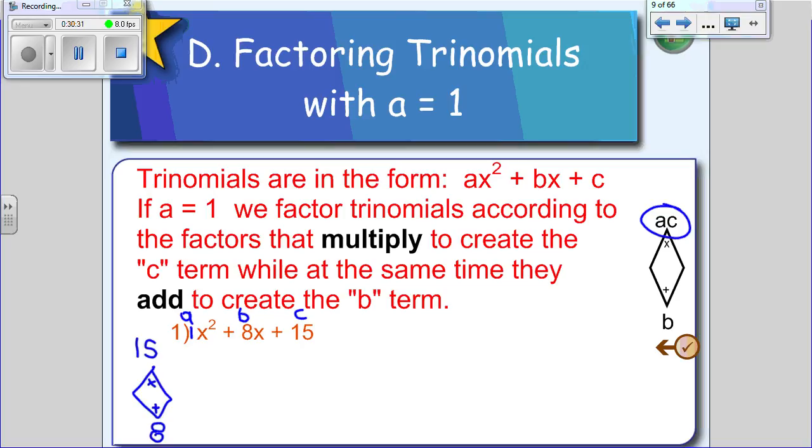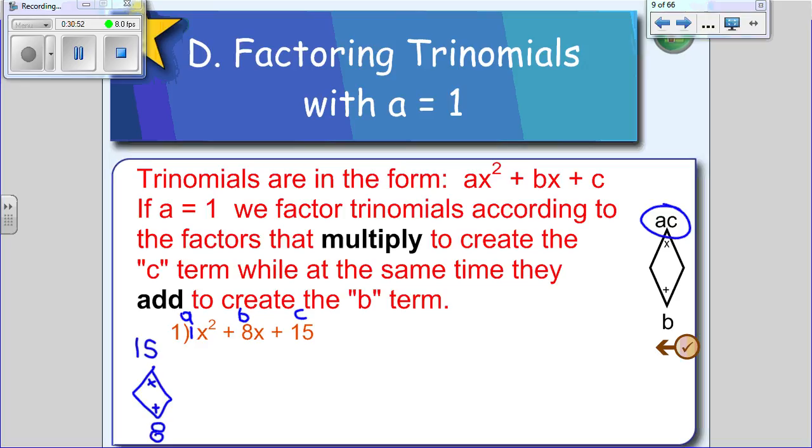For instance, 8 and 0 would add to be 8. 7 and 1 would add to be 8. 6 and 2 would add to be 8. 5 and 3 would add to be 8. And there's an unlimited number of things that add to be 8. So if you're having a hard time finding the sides of the diamond, think about the things that multiply to be 15. It's a much shorter list.